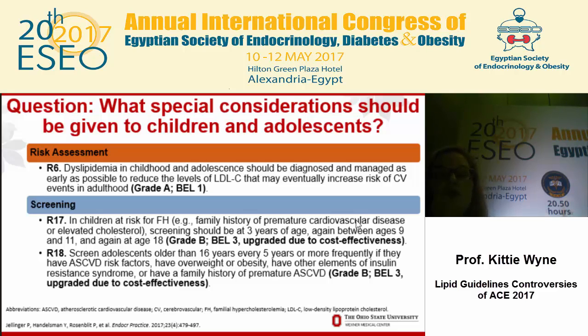And then as I mentioned before, recommendation number 18 is screening adolescents older than age 16. So even if there's no family history, an adolescent, especially one who's overweight or has insulin resistance, should be screened, and then screened every 5 years going forward.